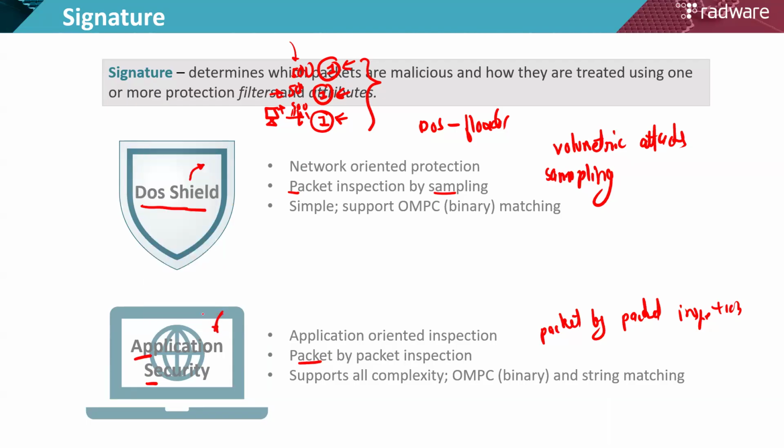Now, this is not protecting against volumetric kinds of attacks. It is protecting the services that could be impacted even with a single packet. Even if a single packet goes to the server and can affect that particular server, in that case we will be deploying application security signatures.